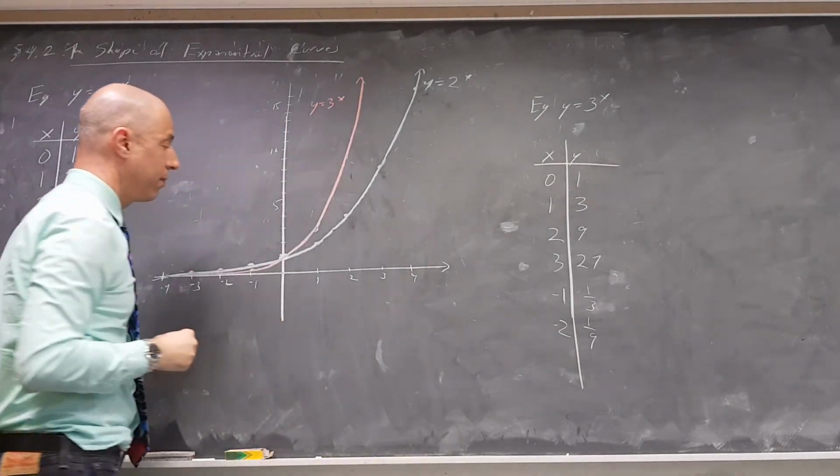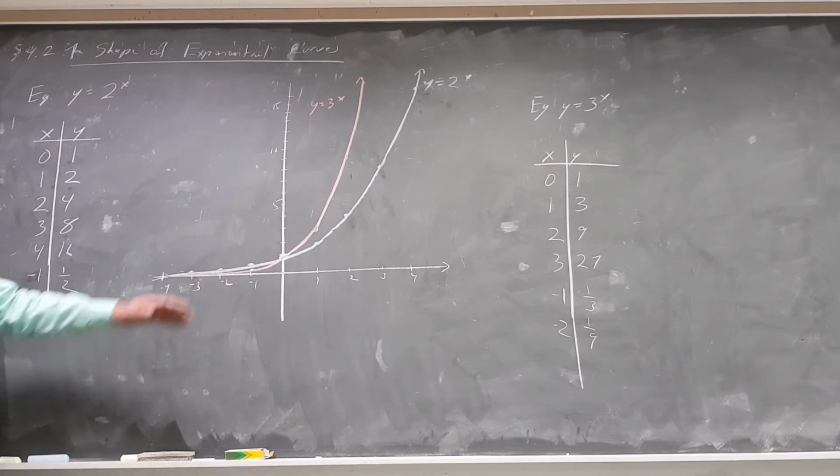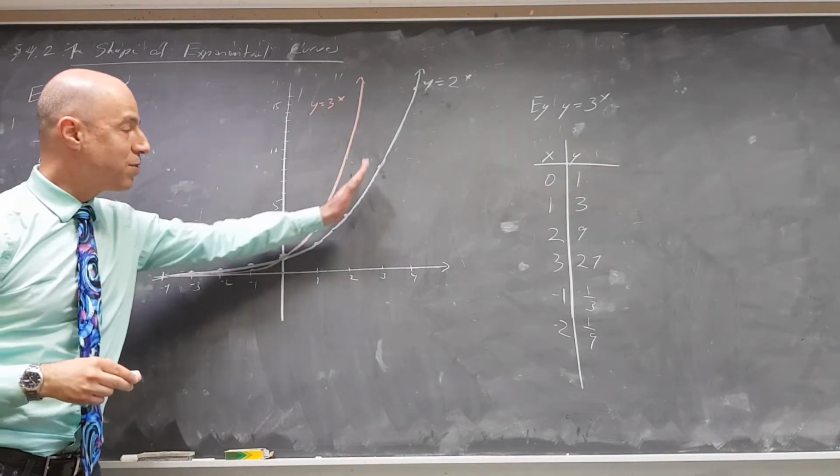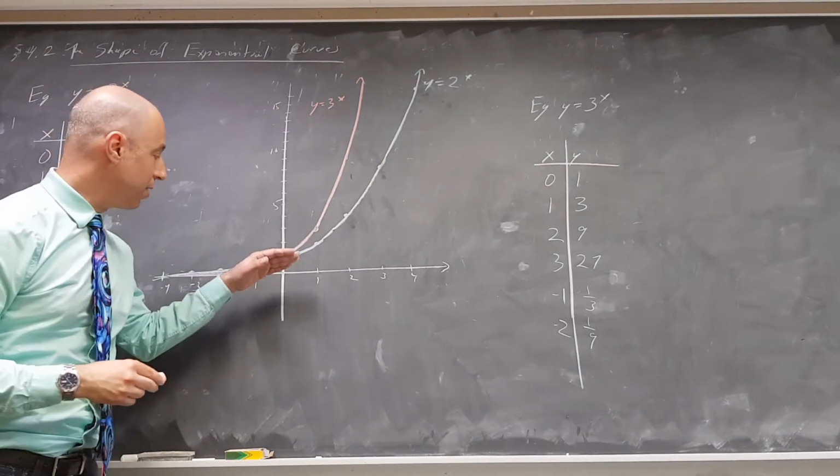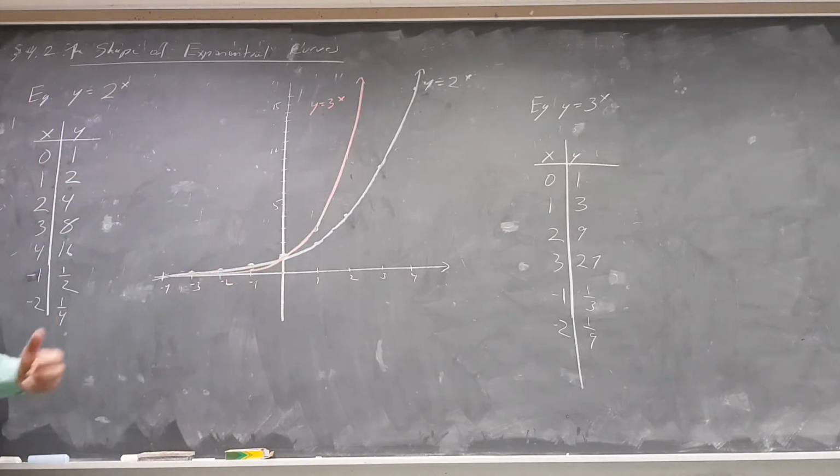And I think you can see that the bigger the base, the faster this thing's going to grow to the right, and the faster it's going to shrink on the left-hand side.